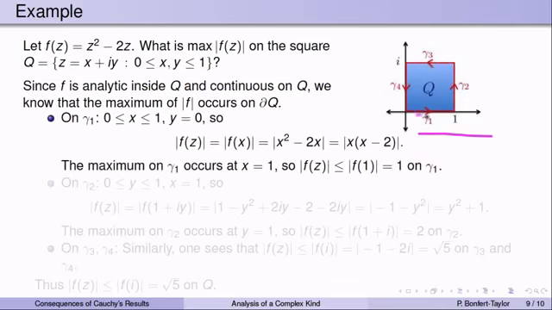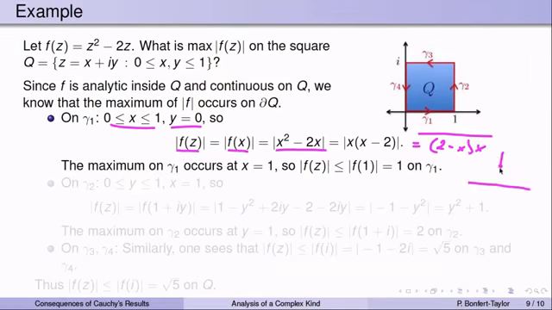On gamma 1, the first curve down here, the imaginary part is 0, so y is equal to 0, and the real part is between 0 and 1. So x is between 0 and 1, y is equal to 0. So what is f(z)? f(z) is simply f(x), because y is equal to 0, and f(x) is x² − 2x. The absolute value of that is the absolute value of x times (x − 2). That is actually (2 − x) times x, because x is between 0 and 1.